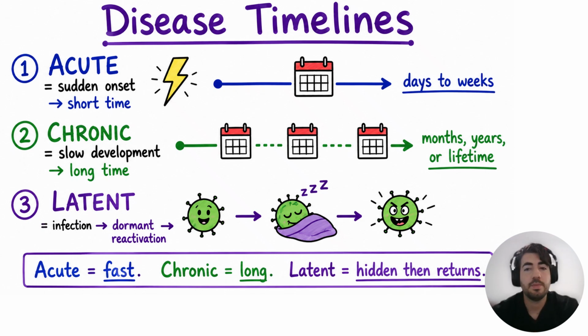Today, we're keeping microbiology simple. We're comparing acute, chronic, and latent disease. So do not make this harder than it needs to be, okay?